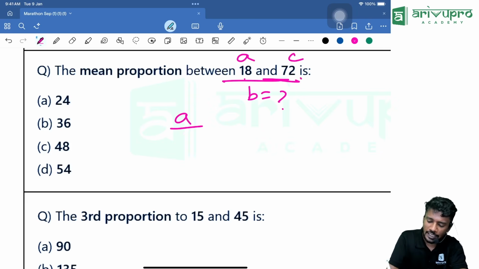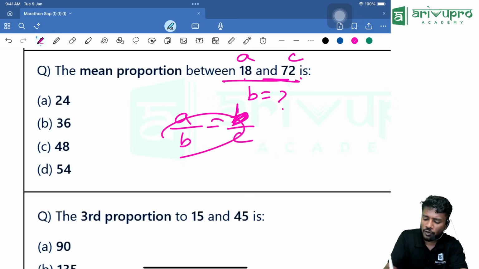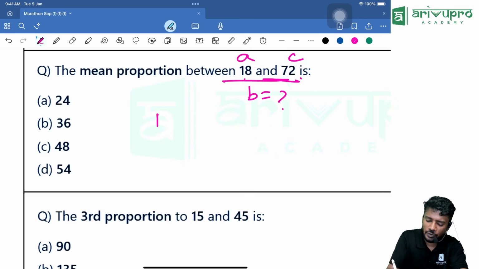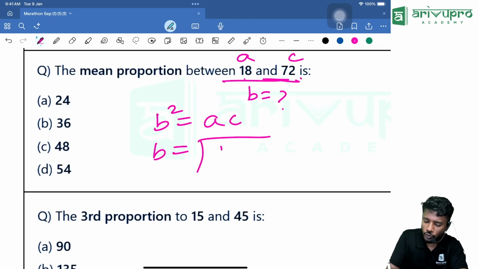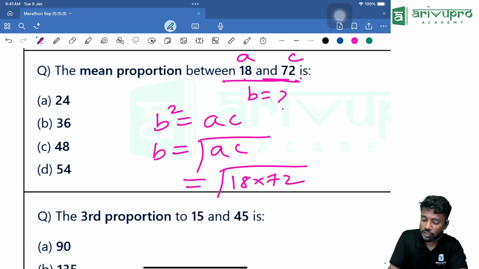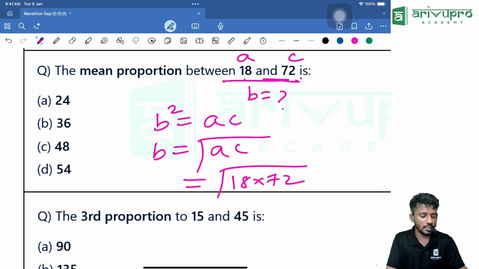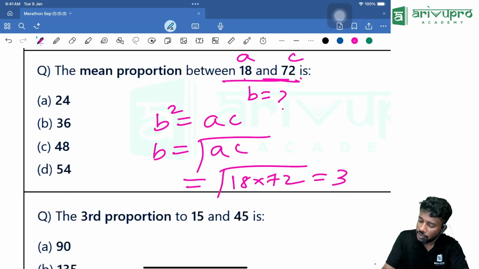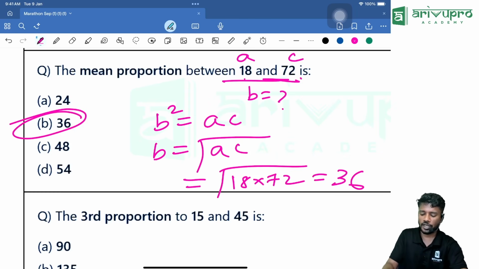Now, we know that A by B is equal to B by C. From that, we can always write another formula. B square is equal to what? The AC. Or B is equal to root of AC, which is equal to root of 18 into 72. Just take the calculator. 18 into 72, then click equal to, then click root. How much is it? 36. Option B is your answer.